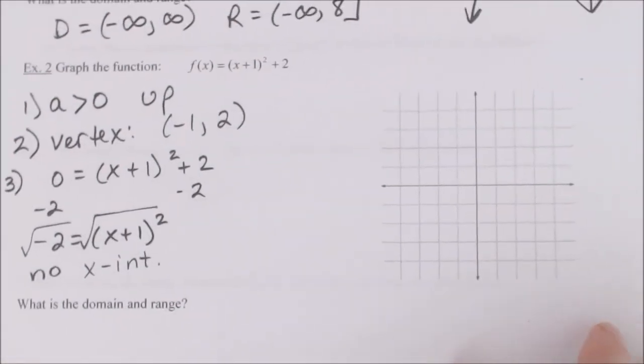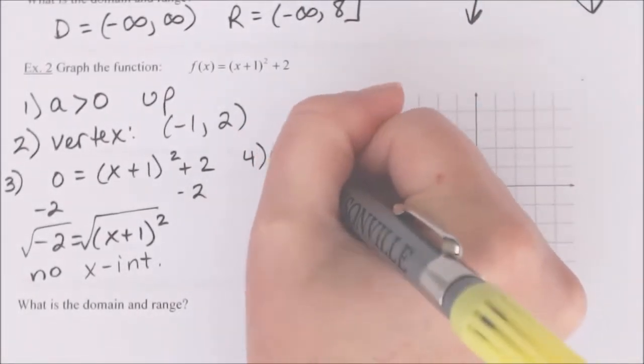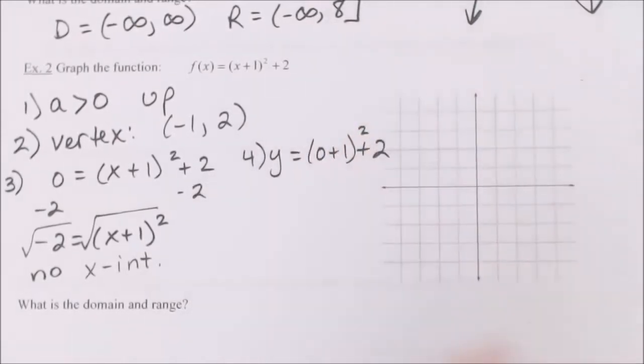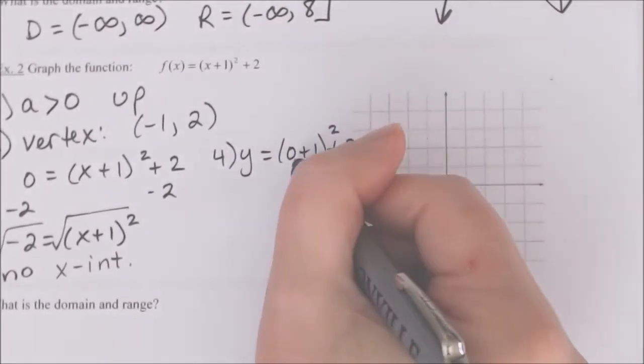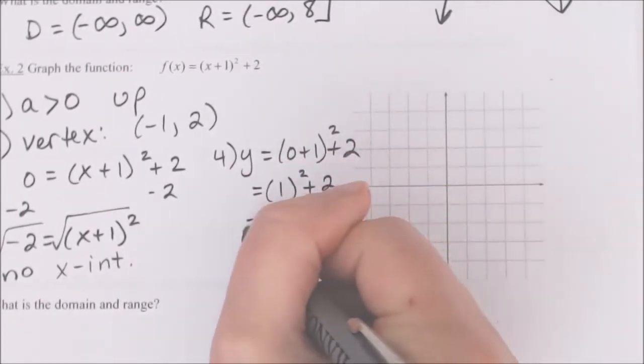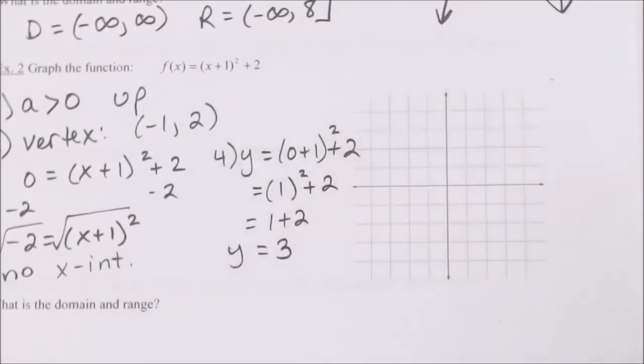The y-intercept, however, there will be a y-intercept. So let's go ahead and replace the x with a 0 and simplify it and see what we get. So 0 plus 1 squared, of course, is 1. 1 squared is 1. 1 plus 2, we get a y-intercept of 3.